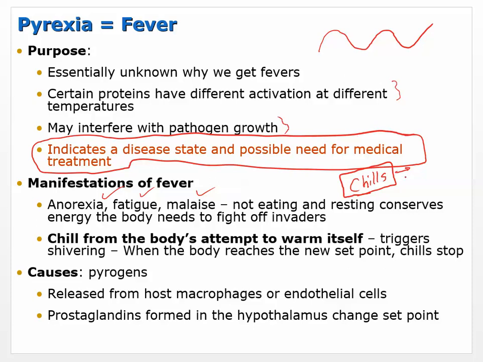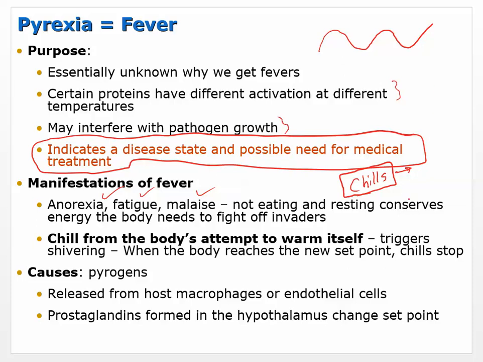That's not what chills are. Chills are just like if you go outside on a winter day and it's really cold outside, you feel a chill. You start to shiver. Why? Because your body is trying to increase the temperature. If you're trying to increase the temperature, that means you're trying to warm itself.